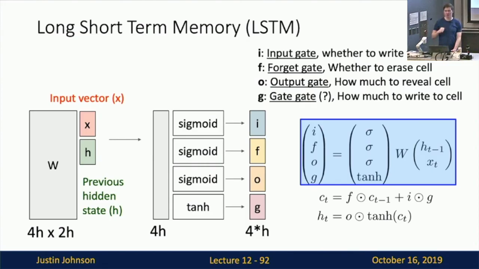And now to compute the final output state, we take the cell state, squash it through a tanh nonlinearity, and then multiply element-wise by the output gate. So the interpretation here is that the cell state is this kind of hidden state that's internal to the processing of the LSTM.